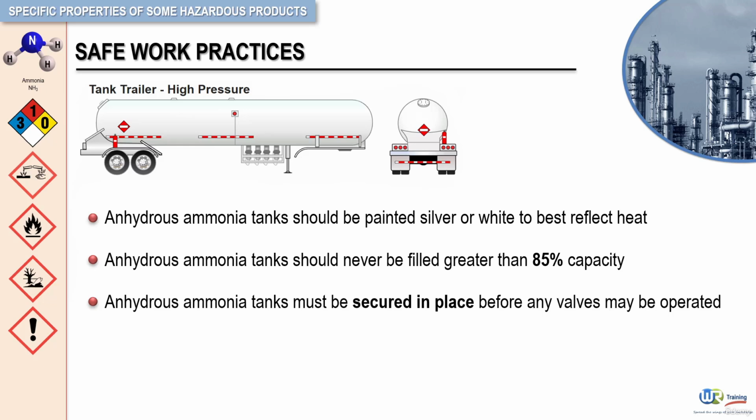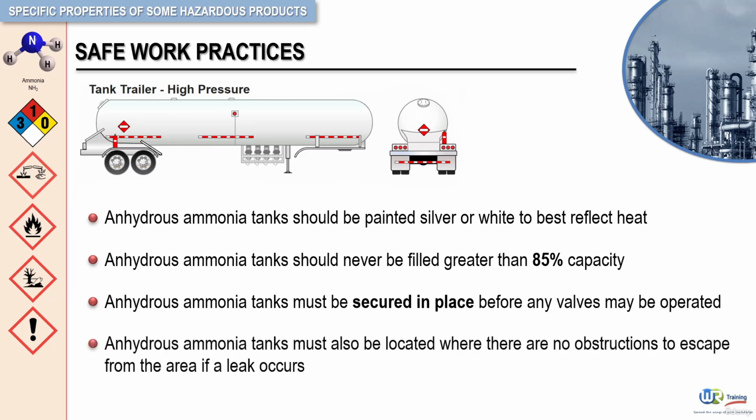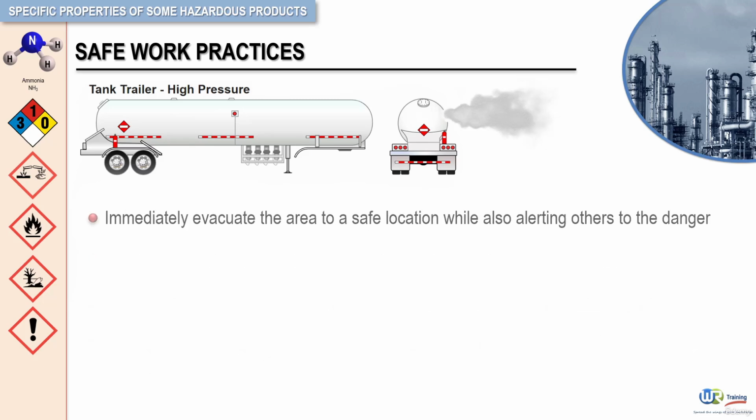Anhydrous ammonia tanks must also be located where there are no obstructions to escape from the area if a leak develops. During the transfer process, employees should stay a distance away and upwind of the involved valves and hoses. If a release does occur, immediately evacuate the area to a safe location while also alerting others to the danger. Follow your company's emergency response plan for reporting the situation.